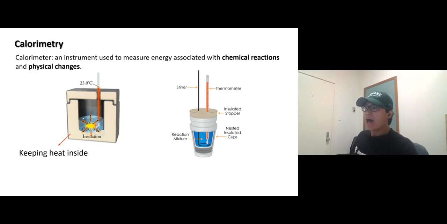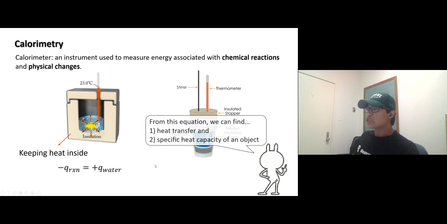Keep the heat inside. So the heat transfers to the water, the thermometer recognizes that, and the temperature goes up or goes down, depending on the type of reaction. We can write that the reaction is losing heat and the water is gaining heat, so negative and positive, or vice versa. From this equation, you can find the heat transferred in the system, and the specific heat capacity of that object. I'm going to show you how to do it.